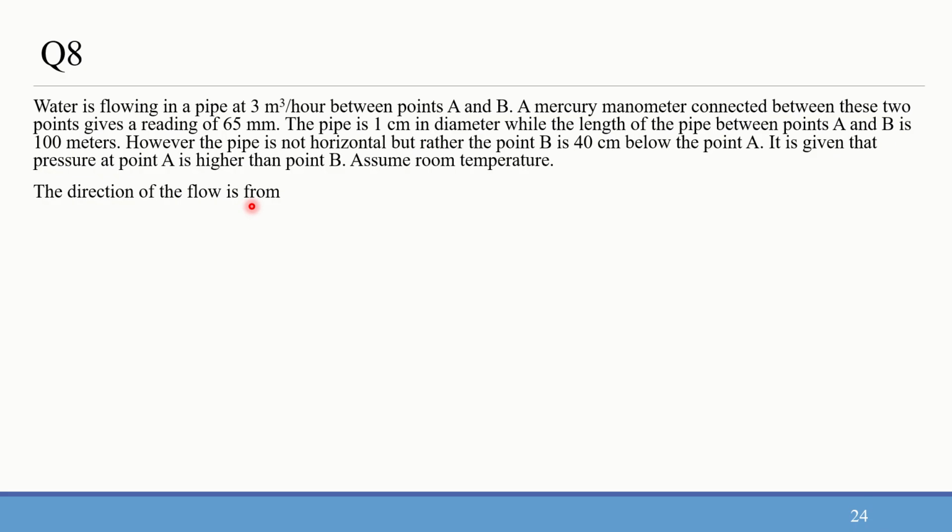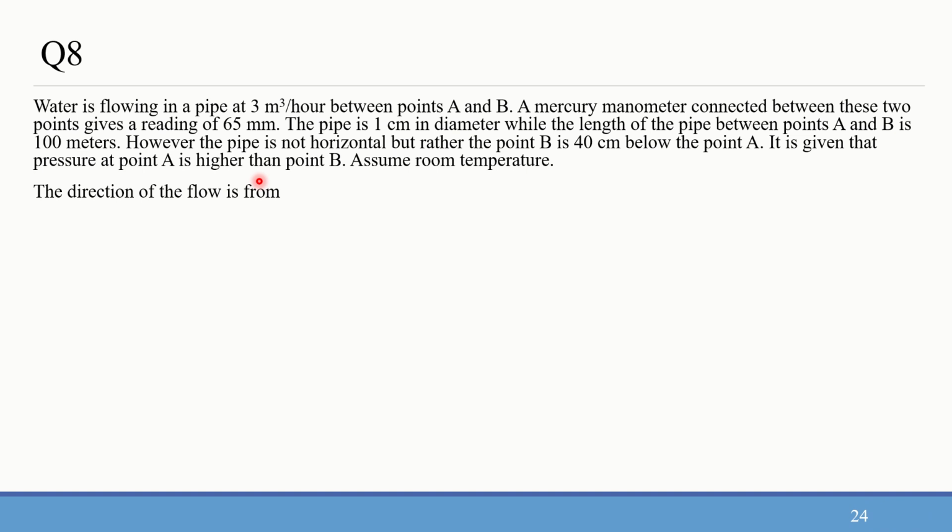We'll now see how actually. Water is flowing in a pipe at 3 meter cube per hour between points A and B. So we are given the flow rate and we are given a mercury manometer connected between these two points, and the mercury manometer reading is also given. Pipe diameter is given and pipe length is also given.